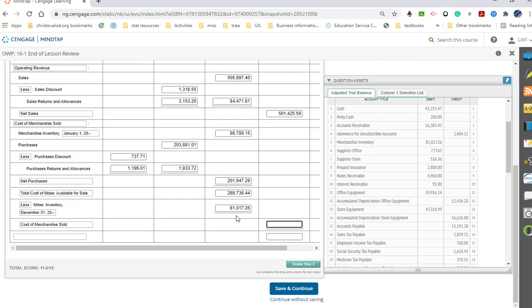And so we're going to take our total cost and subtract our ending inventory. And that gives us, we sold $207,719 and 18 cents. And so we're going to next find our gross profit. So our gross profit is found by taking our net sales minus our cost of merchandise sold. And that gives us $293,706 and 41 cents.